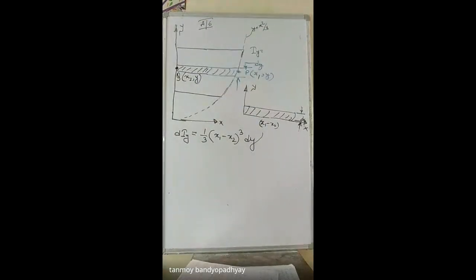Understood? Are you able to understand this one? This is just a rectangle, and for a rectangle, what is the moment of inertia about its base? If you consider this to be its base, about its base it is b h cube by 3. So you should have b into h cube, where the depth is x1 minus x2, divided by 3. Sorry, b h cube by 3. So you should be having this one.